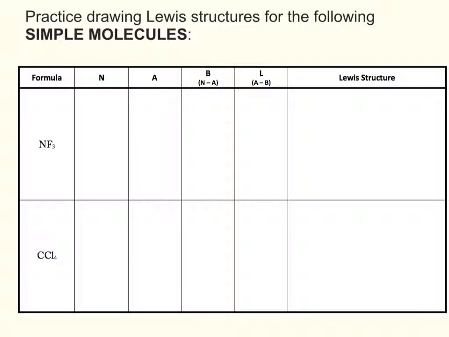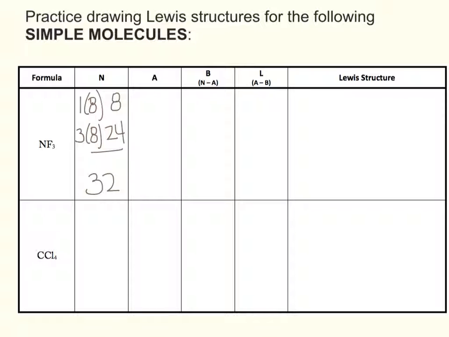We will start by drawing Lewis structures for simple molecules. Looking at nitrogen trifluoride, we see that nitrogen has 1 atom present in the molecule, and it needs 8 electrons to be stable. We multiply those together, and we get 8. There are 3 fluorine atoms. Fluorine also needs 8, and that gives us 24. We're going to add those up and get a total of 32 electrons needed for stability in this molecule.